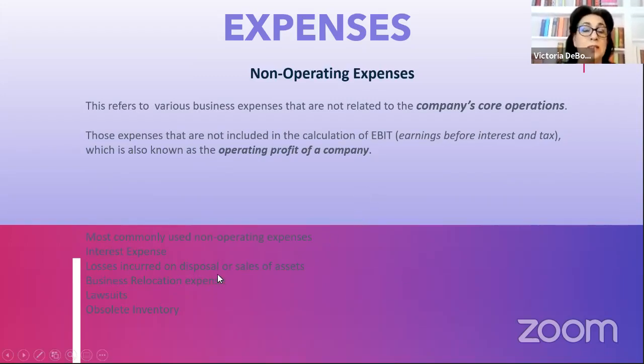So what are some of those? It's interest expense, losses due to the disposal or sales of assets, or gains. It could be gains too. It could be money coming in. It could be interest income, if you take extra money from the company and invest it in some sort of investment, business relocation expenses, lawsuits you may have to pay out, obsolete inventory you have to write off. Those are all not really directly related to the operation or the core of what the company does. So those kind of go below the line. We don't want to skew the operating profit of the company.